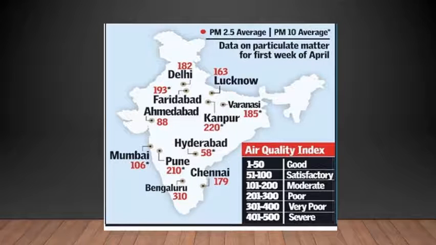So this is one air quality index, a very recent one, where you can see the air quality of Bengaluru is 310. 310 stands for very poor, which may cause respiratory illness on prolonged exposure, especially in children, elderly people, etc. So we should try and reduce this as much as possible.